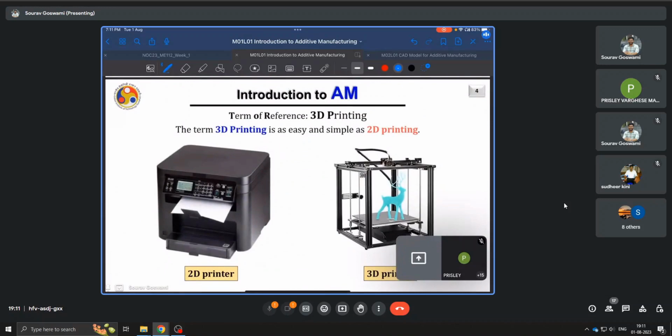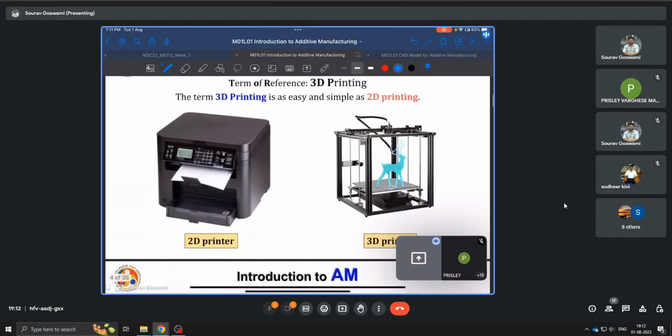And as Professor Sajan explained, in 3D printing we are doing nothing extra. We are just adding another axis, which is along the z-axis. That actually helps us to create objects in three-dimensional space rather than simply printing them on a piece of paper.